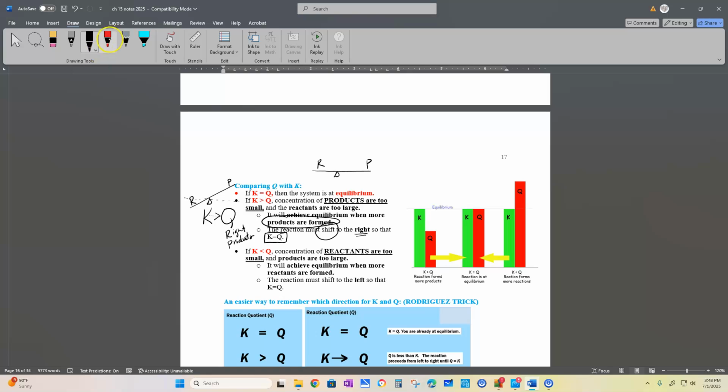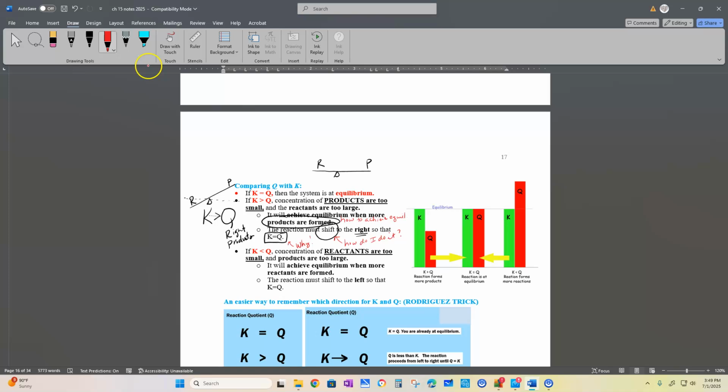So let's make some notes here. Forming products, that's how I'm going to make it happen, how to achieve equilibrium. How do I do it in the reaction? And that's the big part, is why are we doing this? What's the point? We are always trying to get Q to equal K. We are always trying to get back to equilibrium.